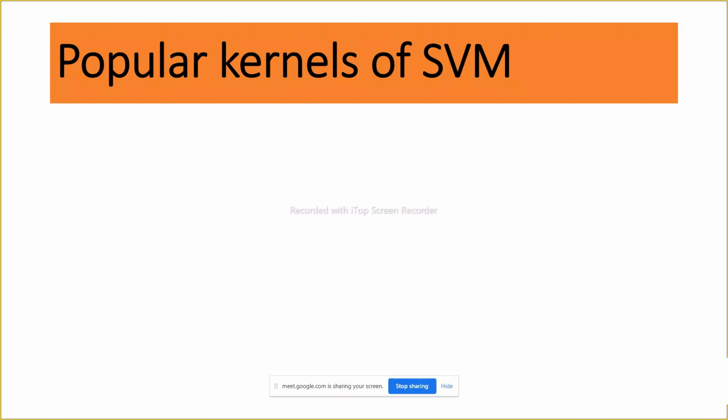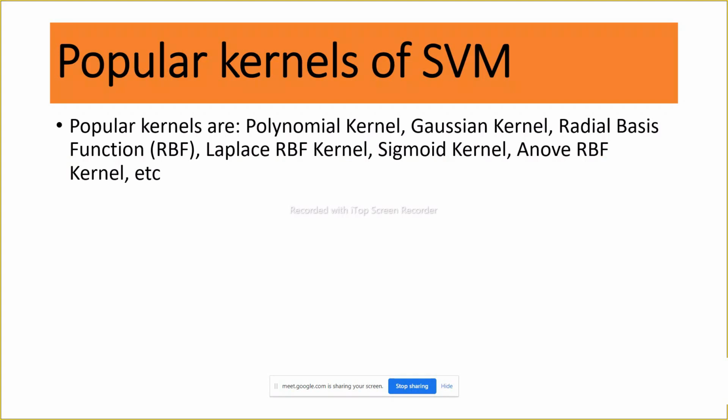So support vector machine has some popular kernels. You can see polynomial kernel, Gaussian kernel, radial basis function, or short name RBF kernel, Laplace RBF kernel, sigmoid kernel, ANOVA RBF kernel, and a lot of kernels are available here. But this time, I will discuss the kernels you need when you want to work with the Google Earth Engine platform. I also try to discuss this.